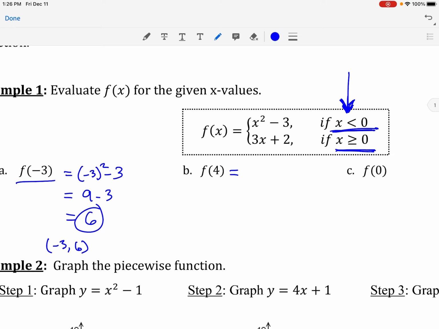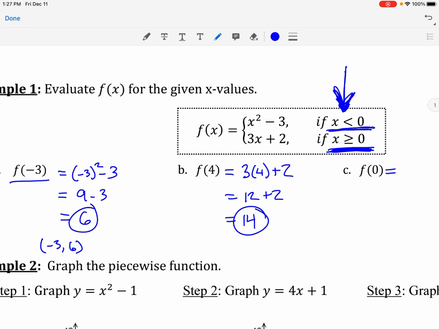All right, f of 4. Again, we go over to this right side of our function. Is 4 less than 0 or is it greater than or equal to 0? This time it is greater than or equal to, so we're going to use this bottom rule. We plug in a 4, so we get 3 times 4 plus 2, which gives us 12 plus 2, which is 14. So that is our y value on that one.